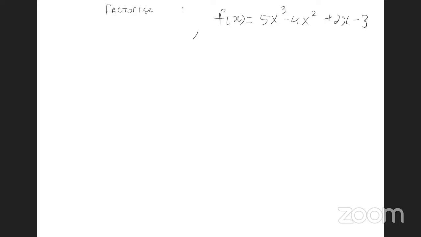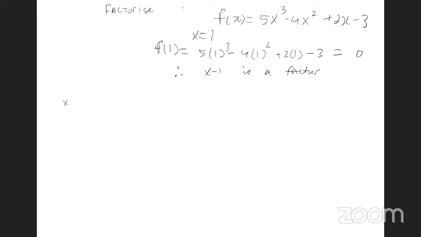Anyway, plug in x is 1, that's a trial and error. Let's see if we get f of x is 0. Find f of 1. How much you got there? 0. So therefore, anybody can tell me what's the factor again? Is it x plus 1 or x minus 1? Right. X minus 1 is a factor. Go ahead, long divide.